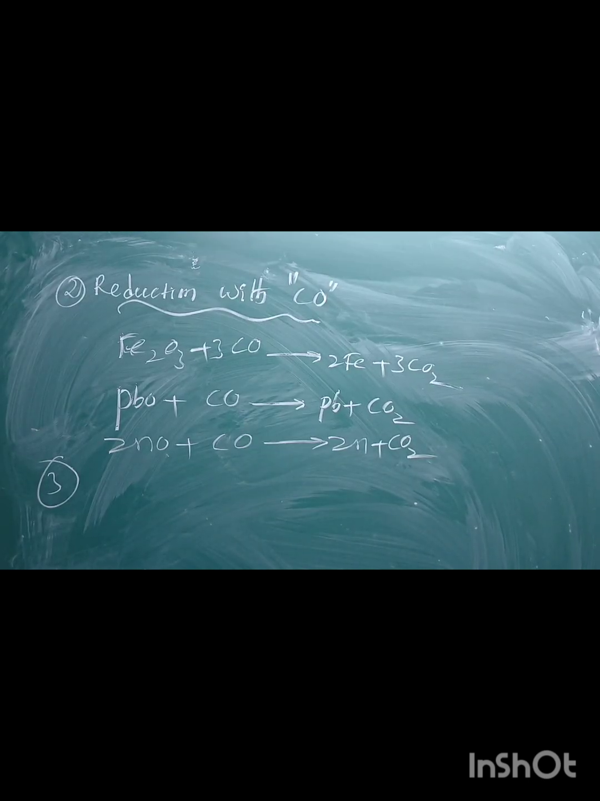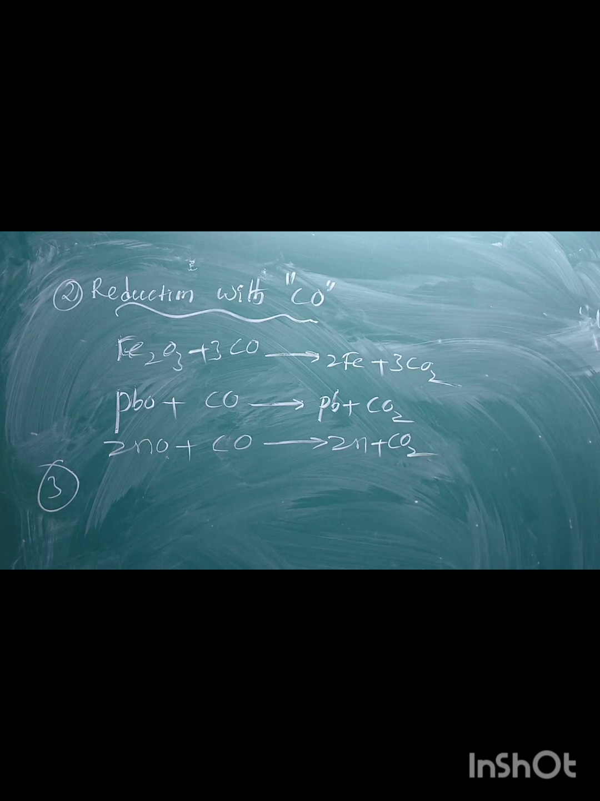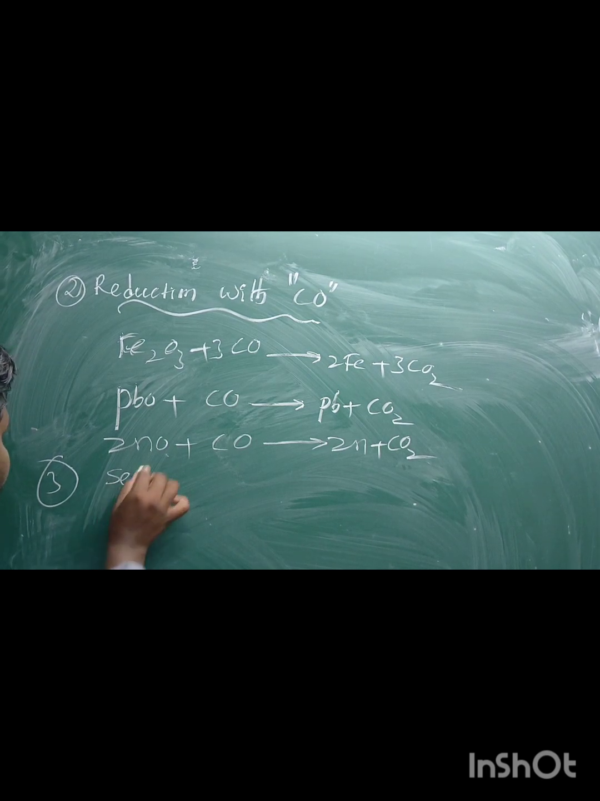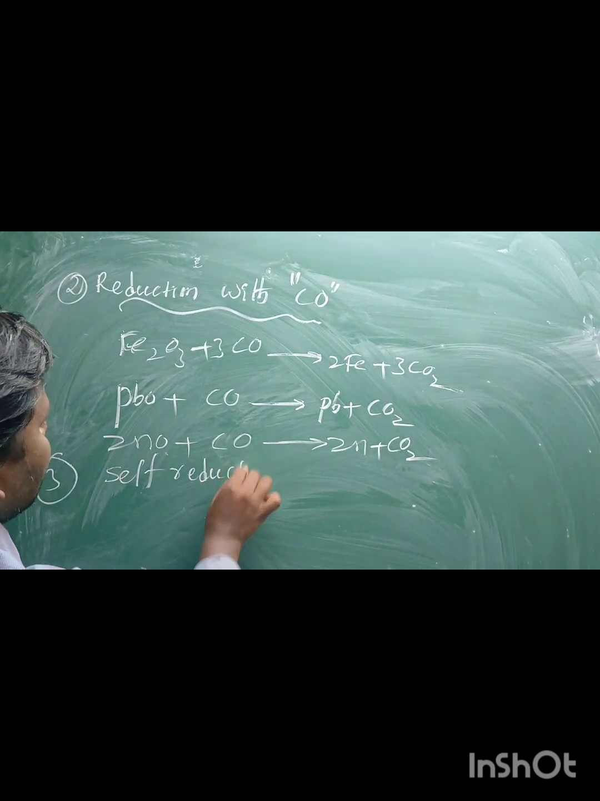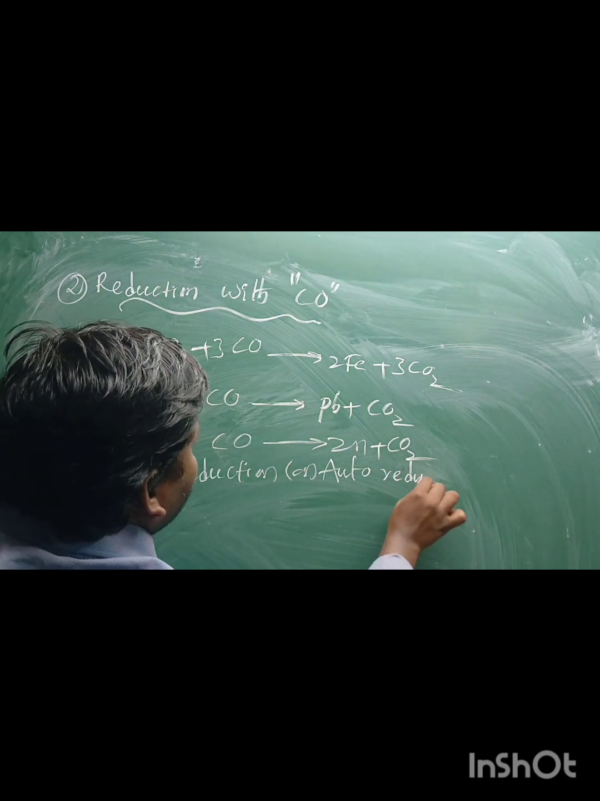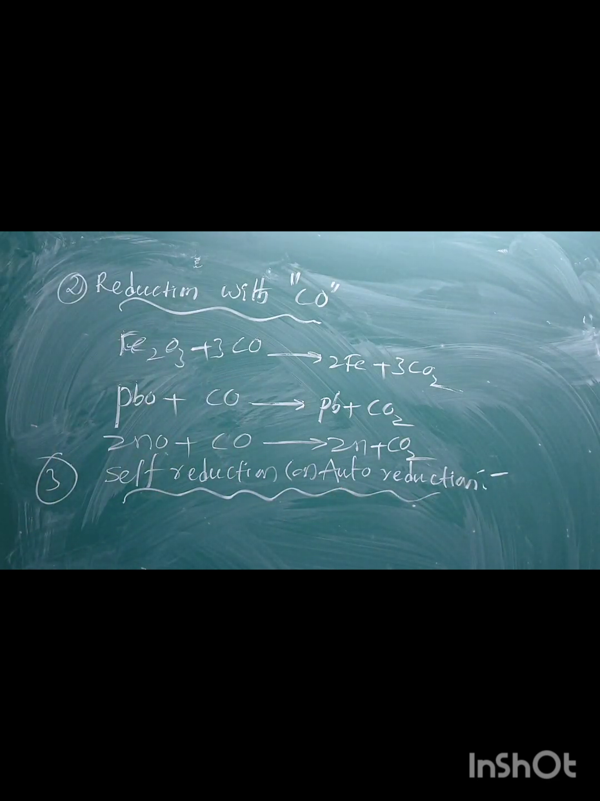Now we will continue. The next one is how to extract the metals. The third one is self-reduction, also called auto-reduction. Copper is extracted by self-reduction, and mercury is also extracted by this method.